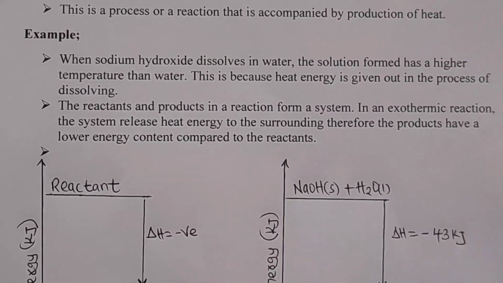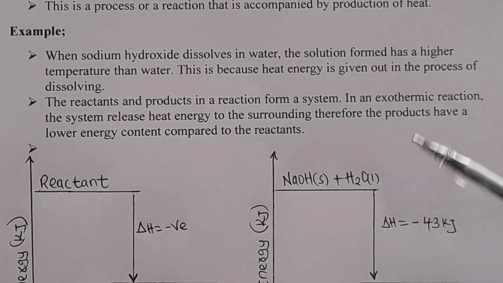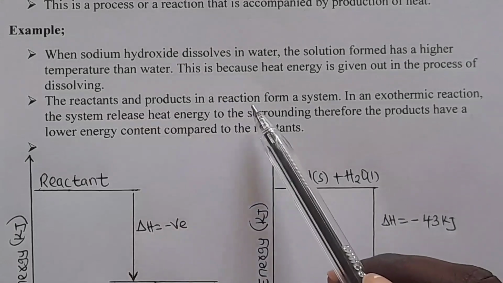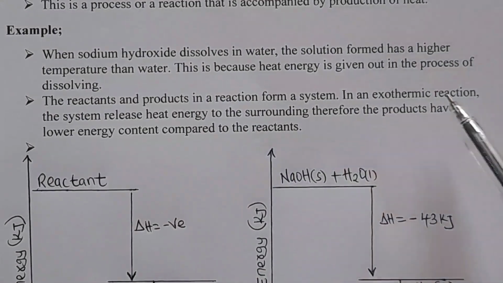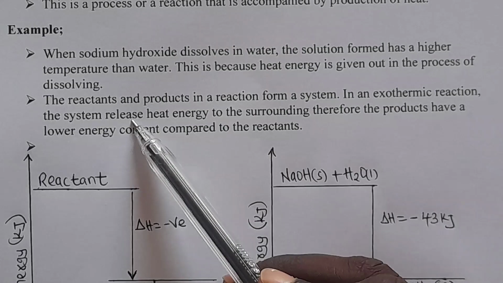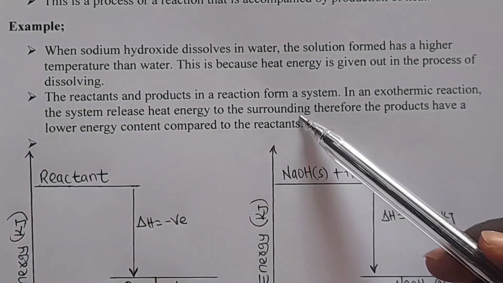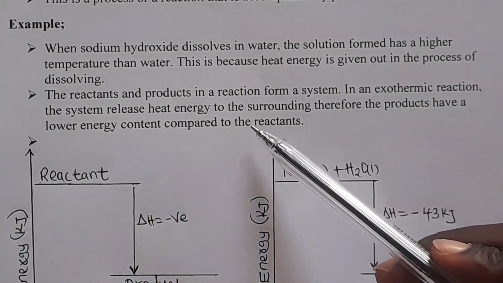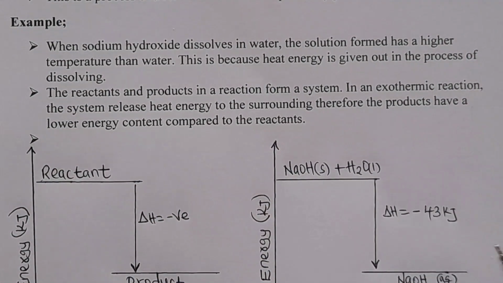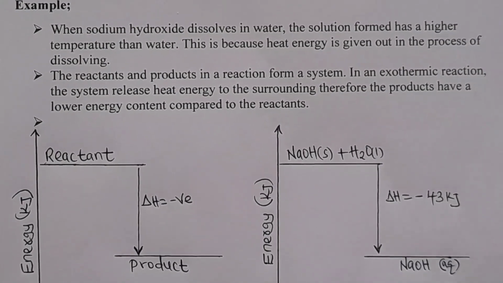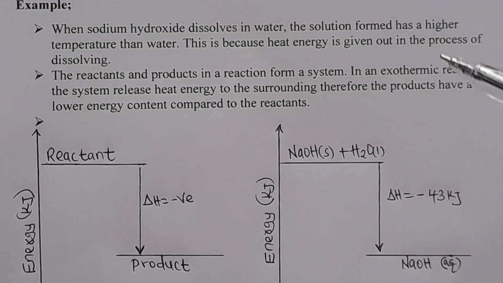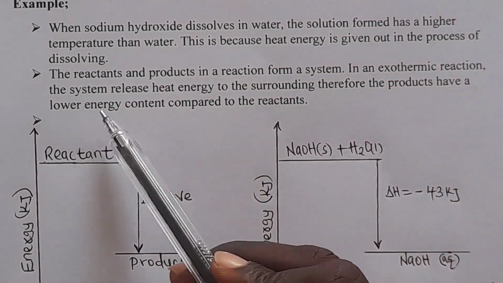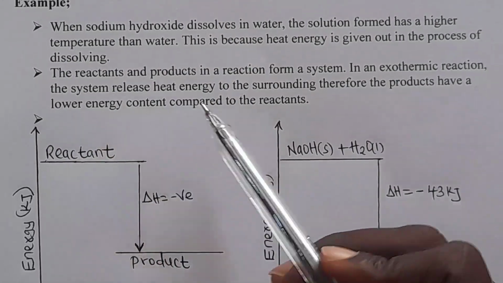Okay, what about when comparing the energy content in the reactants and the products for an exothermic reaction? We are told the reactants and products in a reaction form a system, and in an exothermic reaction, the system releases or gives out heat energy to the surroundings, which makes the products have a lower energy content than the reactants. So what have we said about endothermic reaction? We said the products have a higher energy content than the reactants. Here it's the opposite. The products have a lower energy content than the reactants.